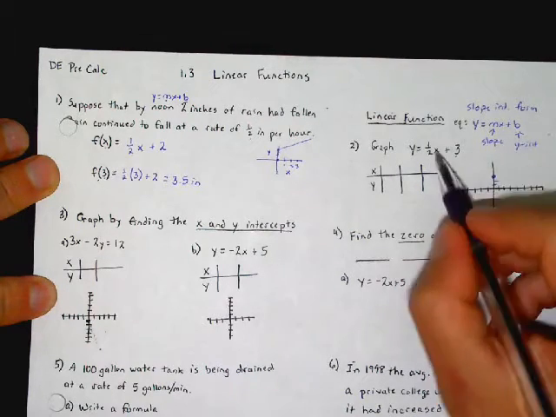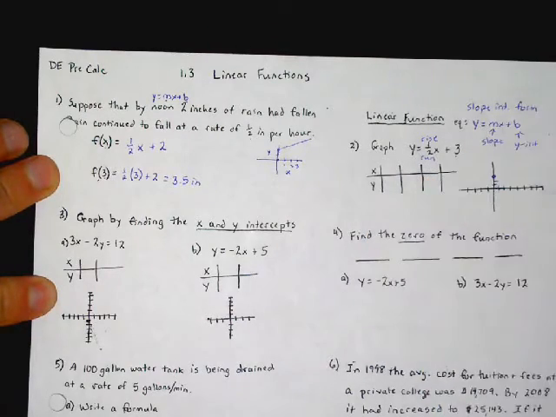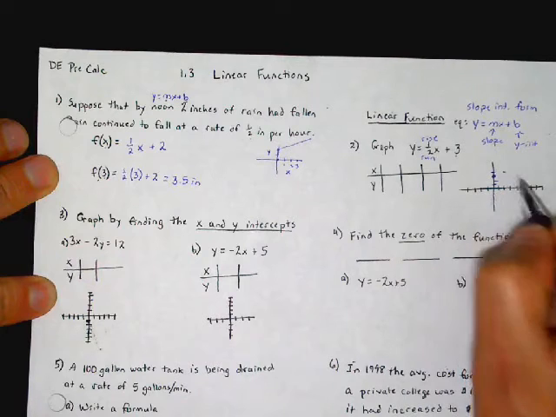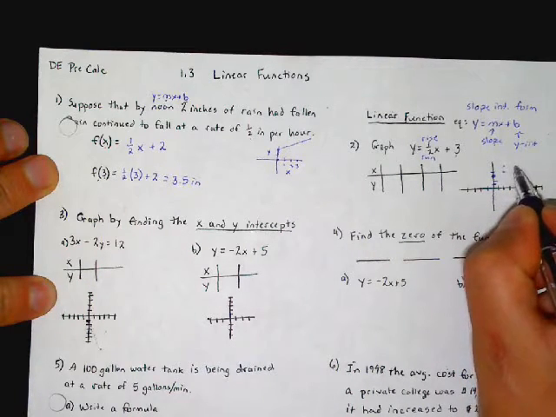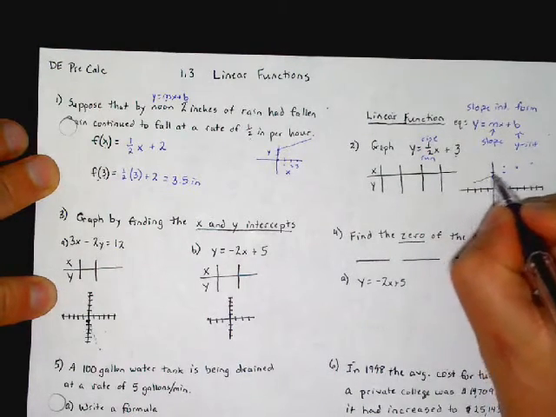So remember, slope is the rise over the run. So it's going to rise 1 and run 2, rise 1 and run 2, and you get your graph there.